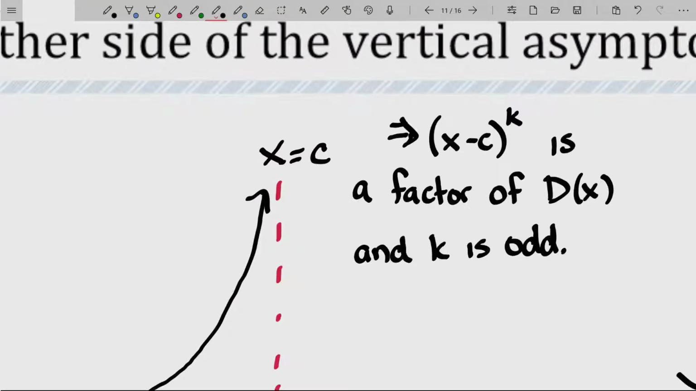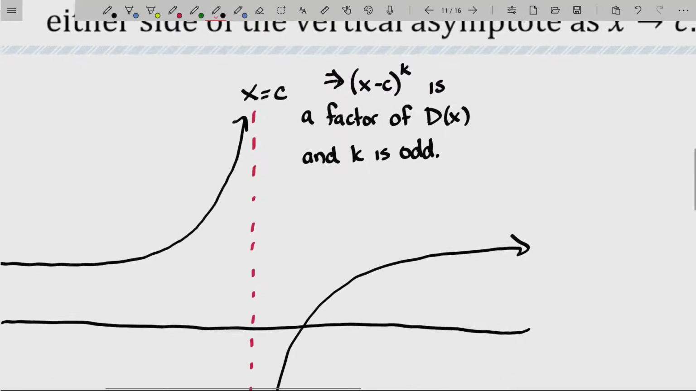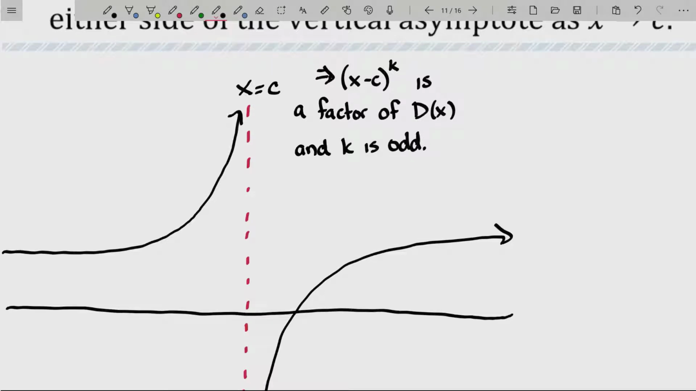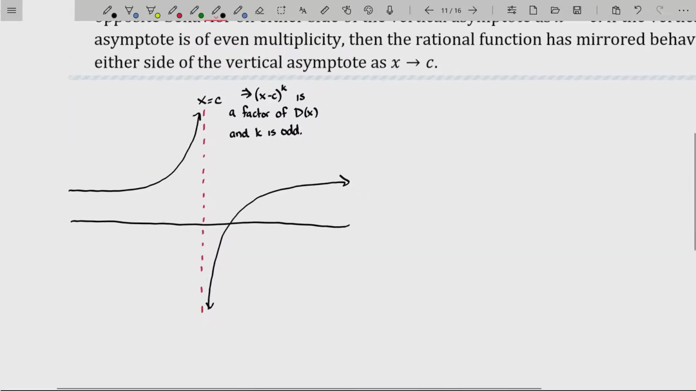That is, x minus c raised to the kth power is a factor of the denominator, and that power is odd. That's the nice thing about multiplicities of the factors of the denominator as far as vertical asymptotes go: you don't really care about the exact power, you care about whether or not it's odd or even. So because there's opposite behavior on either side, I know that's an odd multiplicity on that asymptote.